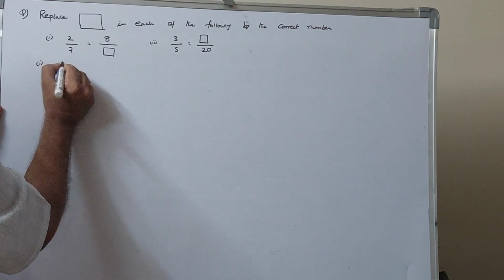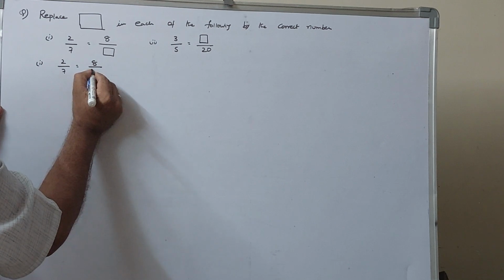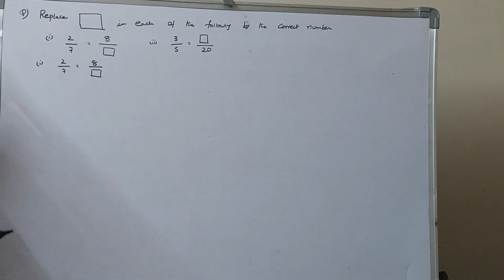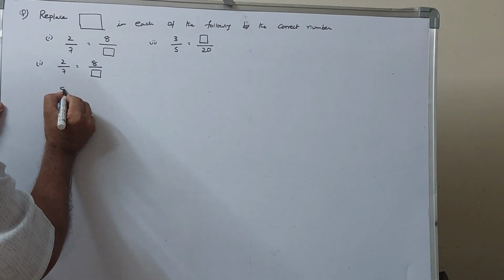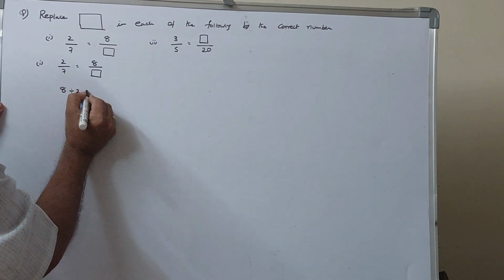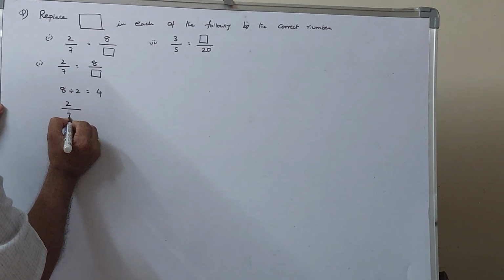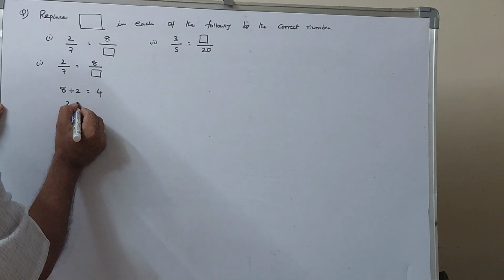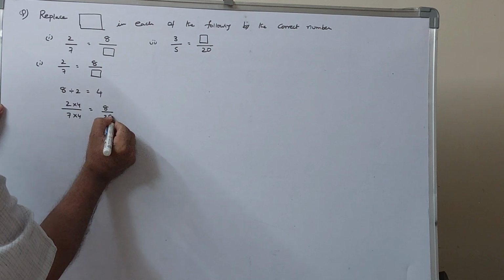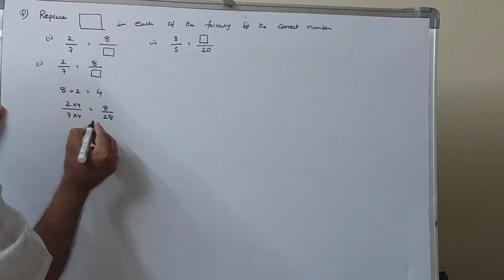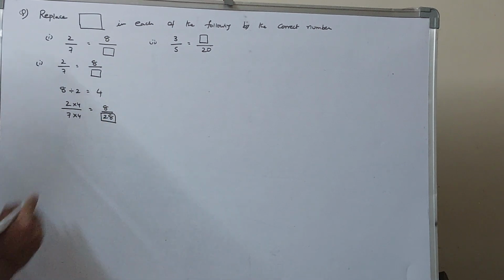So you see here, the first one, 2 by 7 is equal to 8 by this, was given. So you see equivalent fractions. Here 2 is there, here 8 is there. So 8 divided by 2, how much do you get? 4. So you multiply 2 by 7 into 4 into 4. What will you get? 2 4s are 8 by 7 4s are 28. So here the answer is 28. Got it or not?